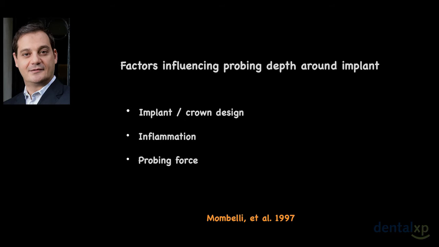Secondly is the inflammation. If the tissue is completely inflamed, there is nothing to stop the progression of the probe going down inside that sulcus. And thirdly is the force. In natural teeth, when we take the probe and do an intra-examiner calibration, we always accept plus or minus 1 millimeter of difference. How about around implants?